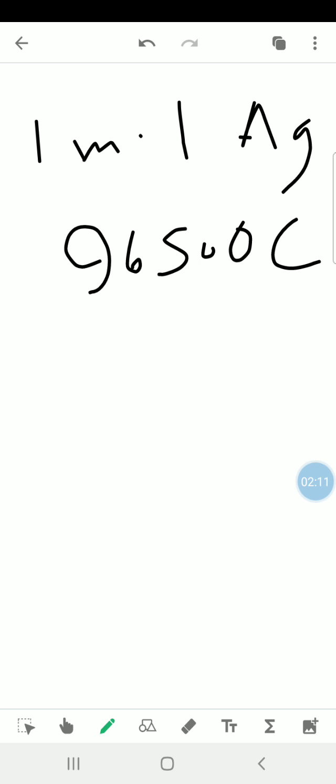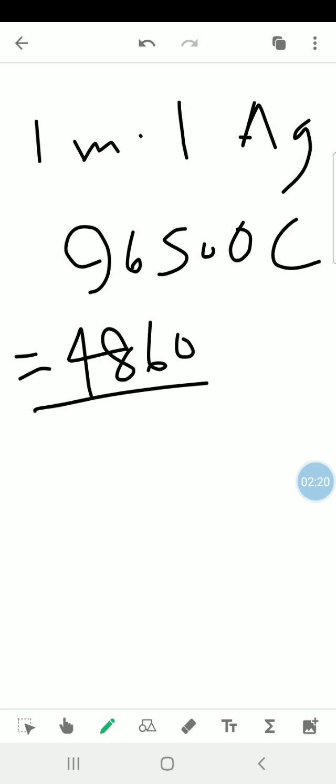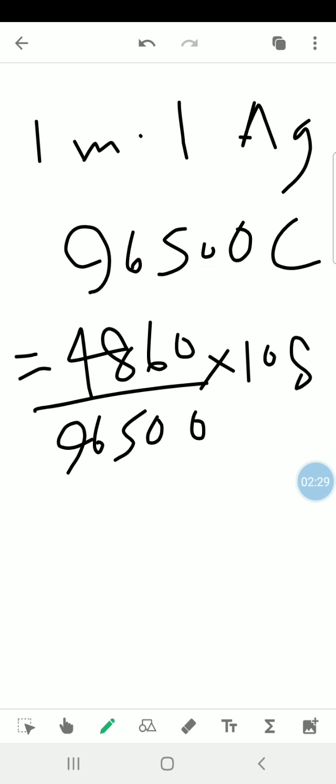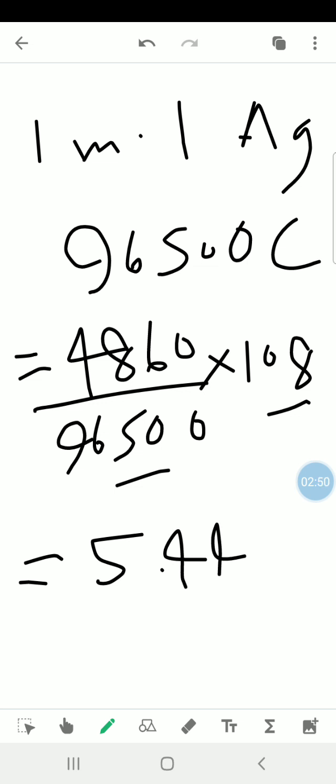So then how much silver can be deposited with 4860? What do we do? We have 4860, but for 1 mole we require 96,500, right? If 96,500 would give 108 grams, you can remember this and this should be corresponding. 96,500 would give 1 mole of Ag, that is 108 grams. Then how much would be given by 4860? So this is the calculation. If you use the calculator, 5.44 grams would be given. I hope you understood that question.